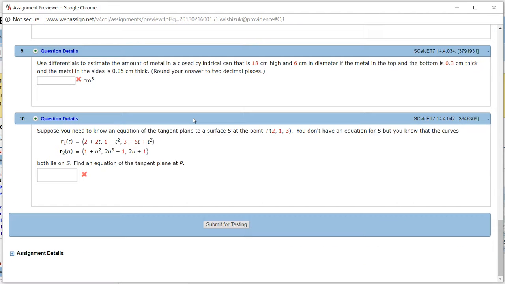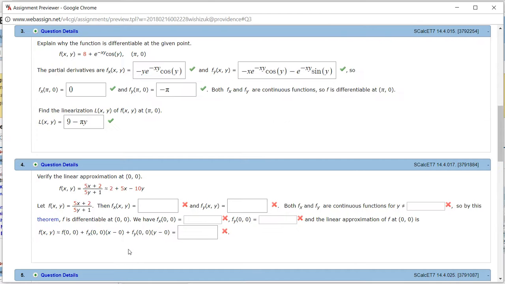Let's double check, submit for testing. I came back and it looks like we got all of these correctly. That's it. I hope that this was clear.